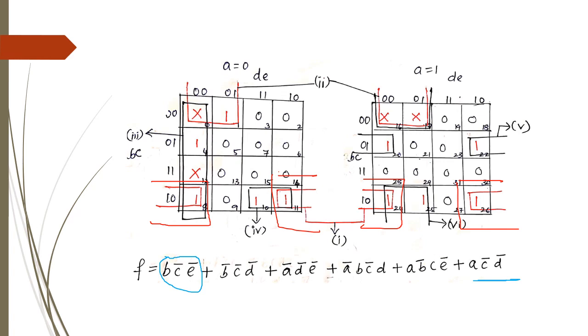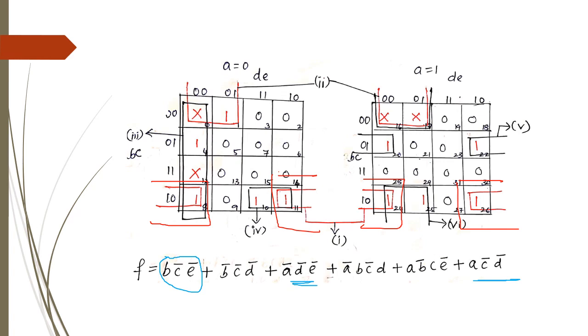Next grouping I can do is this one corresponding to this cell, so I can take it as BC and A is equal to 0. So I am going to get A bar, B, and A bar, D bar, E bar. That is the third expression.